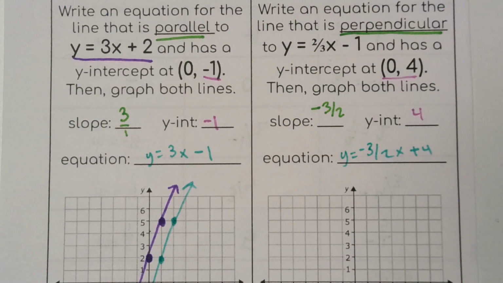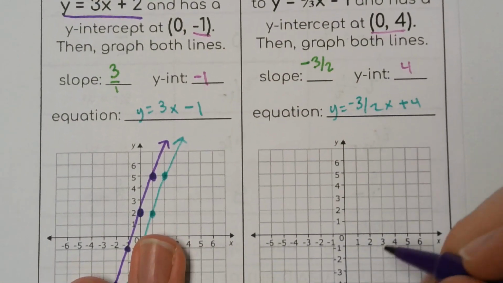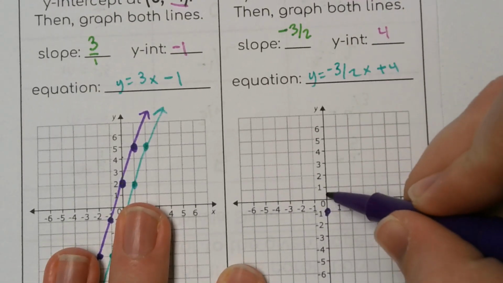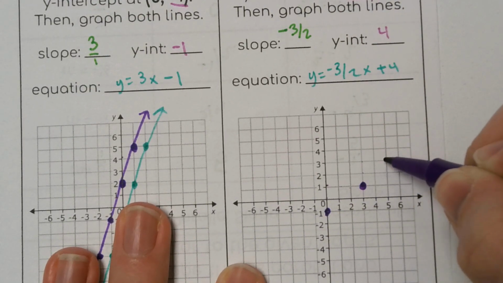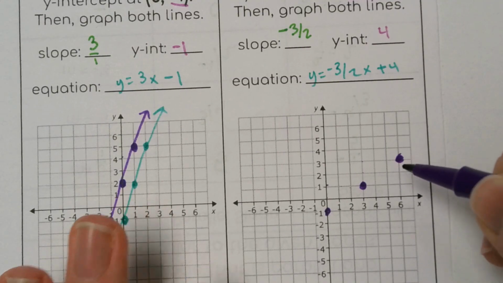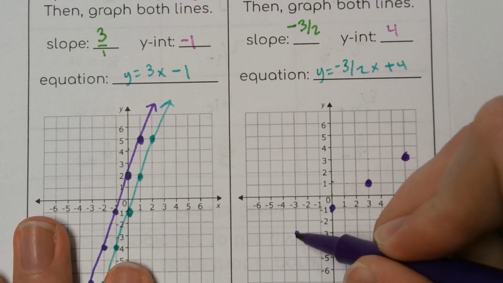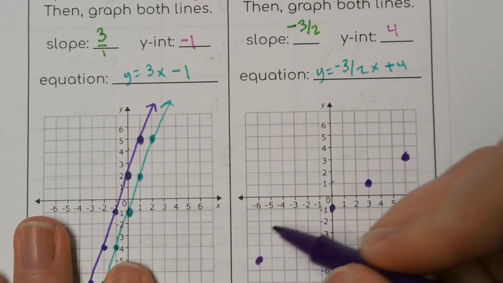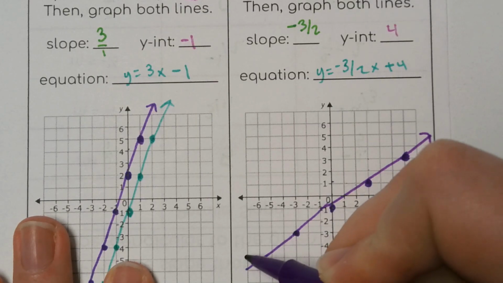And then we go ahead and graph it. Our first one, we start at negative 1. And then our slope is up 2, because it's positive, right 3. Up 2, right 3. To do the opposite, you go down 2 and left 3. Okay, that is our original equation.